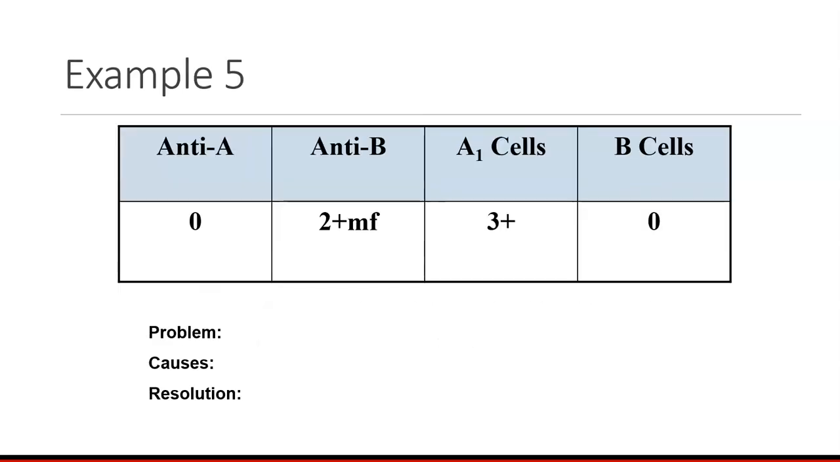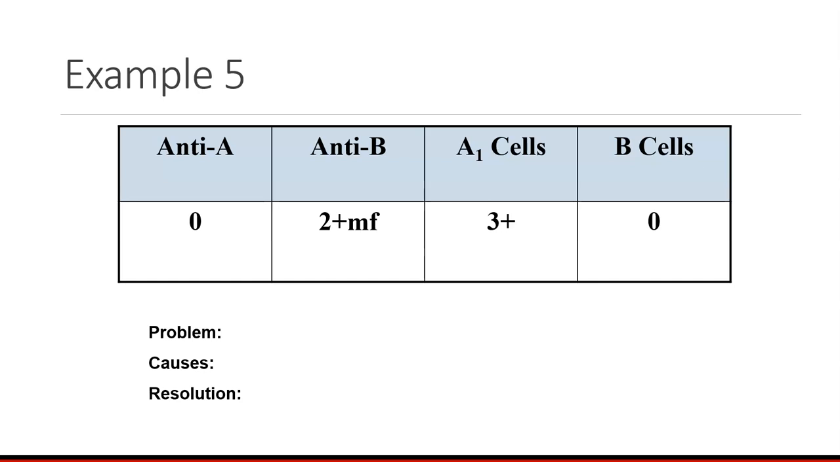So forward type, negative with anti-A, positive with anti-B. This person appears to be group B. In the reverse, A1 cells positive, B cells negative, appears to be a B. So they match, but with the anti-B, number 1, we have weaker than 4+. Number 2, we have mixed field agglutination. So what is the potential cause?